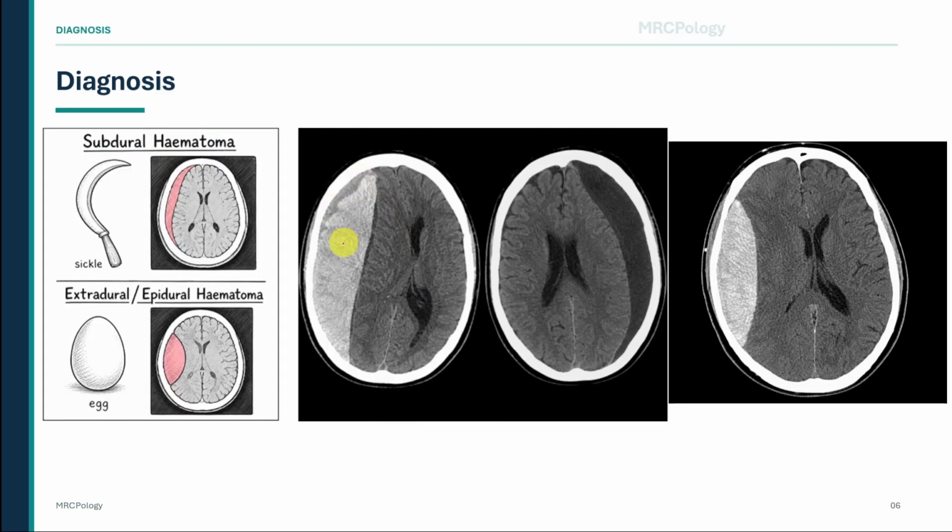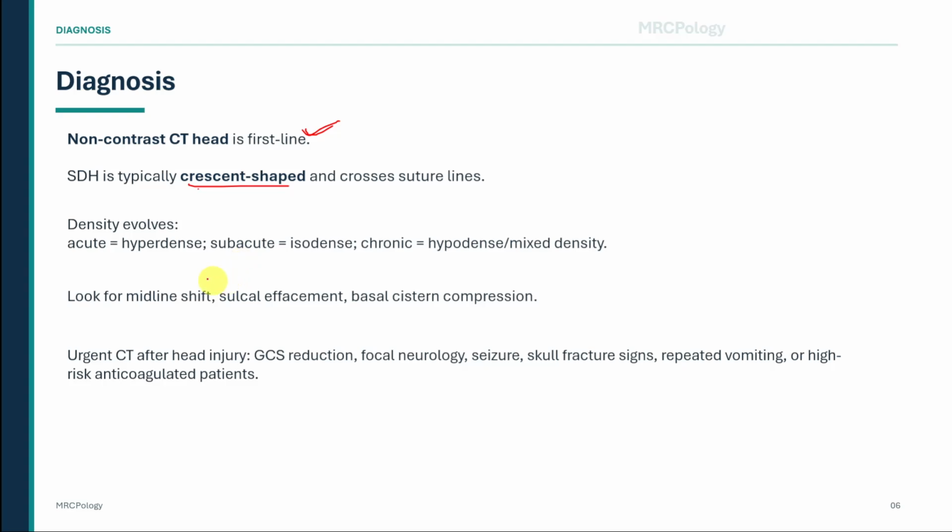Acute blood is usually hyperdense, so it appears bright. Subacute blood may become isodense and can be harder to see. Chronic blood is often hypodense, appearing darker, and sometimes there is mixed density due to repeated bleeding at different times.